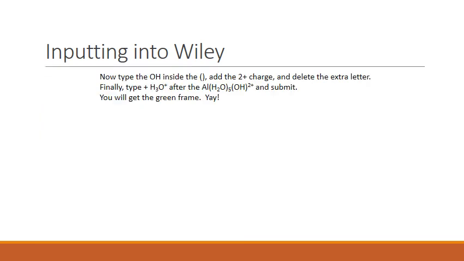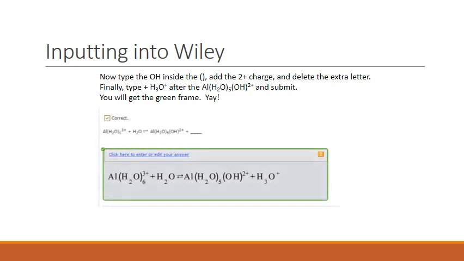Type the OH inside the parentheses, add your +2 charge. Then move the cursor to delete that extra letter. Finally, type your plus and your hydronium and submit. That will get you your green frame.